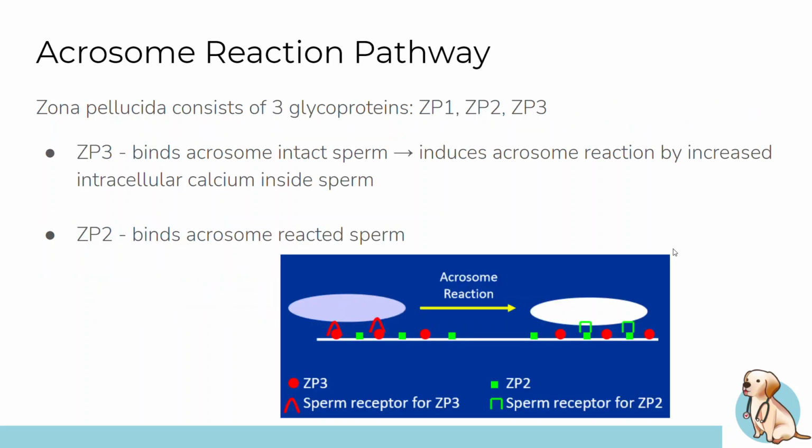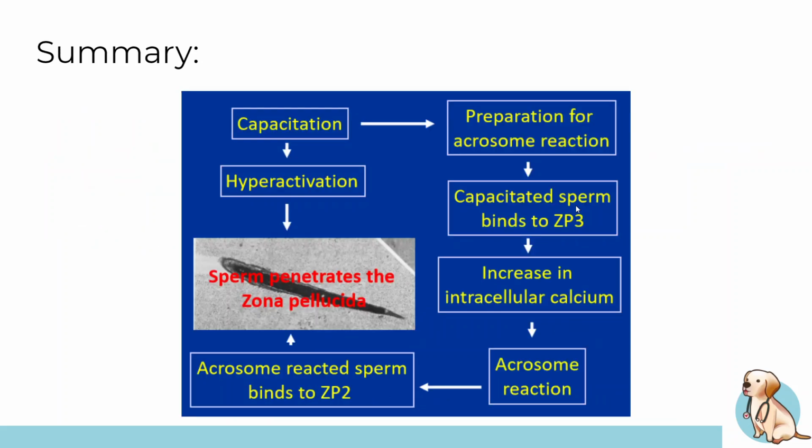The zona pellucida consists of three glycoproteins. We don't really care about one, but it's 2 and 3 that you need to remember. Sperm first bind to ZP3, and that results in an increase in intracellular calcium, which leads to the acrosome reaction. And then the reacted sperm bind to ZP2. So that's just a summary slide.